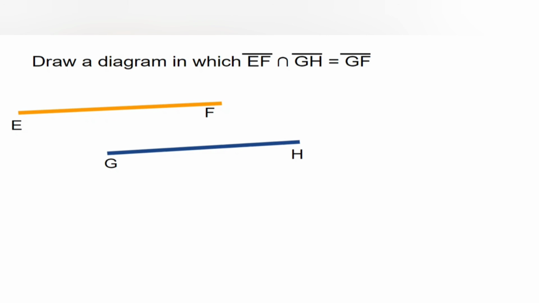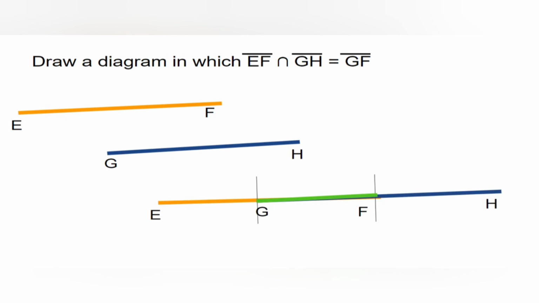The last question here asks us to draw a diagram in which the intersection of segment EF and segment GH equals segment GF. The first step would be to draw a line segment EF, which is represented by the orange line. Then you draw a line segment GH, which is represented by the blue line. And then I drew a long line segment EH, with the intersection represented by the green line in the middle, GF.